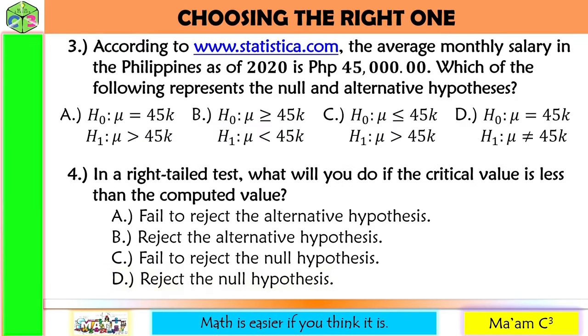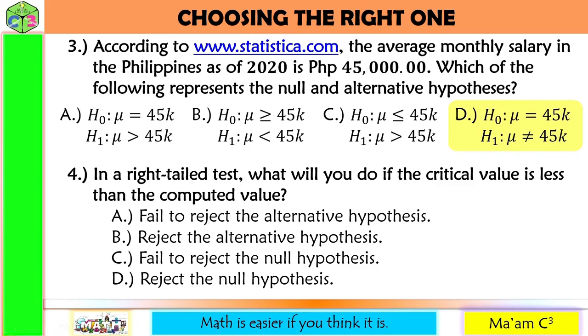Number 3, according to www.statistica.com, the average monthly salary in the Philippines as of 2020 is 45,000 pesos. Which of the following represents the null and alternative hypothesis? Which one? A, B, C, or D? Correct answer is D.